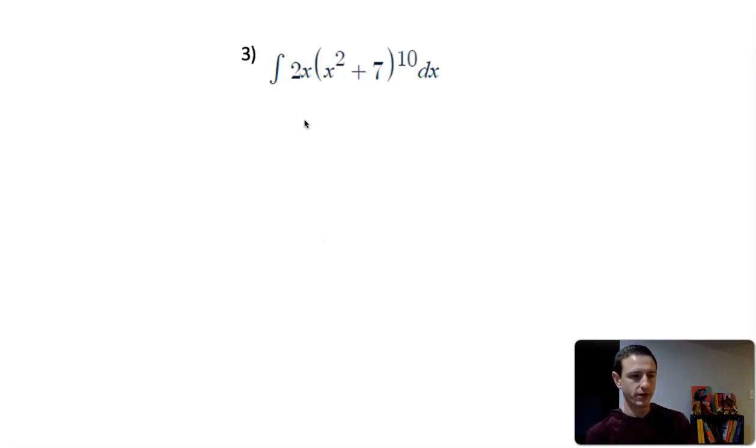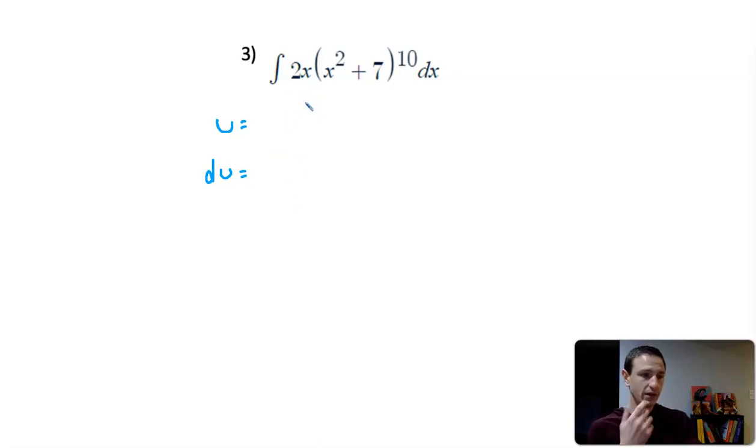Here we're going to be integrating 2x times x squared plus 7 raised to the 10th. So this is a really good substitution problem that we're going to do. So I'm going to use substitution, and with substitution, you want to find that u term. And that u term, when you have u equal to something, what you want to have happen is you want to take the derivative of u, and the goal, hopefully, is that the derivative of u will end up being something that can be substituted out.